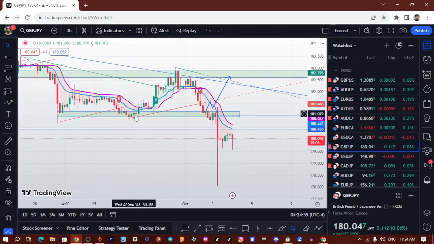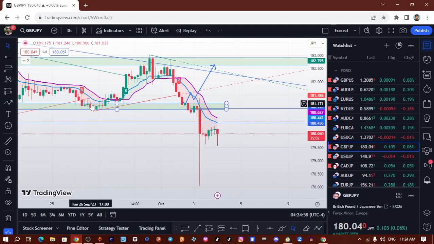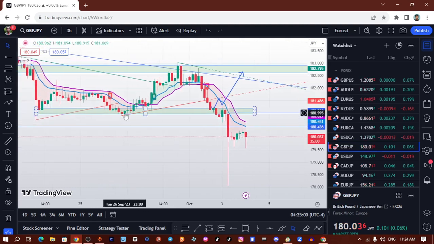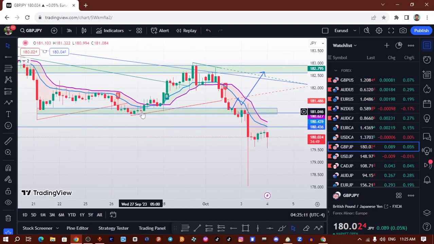Just like here. Let us see this one. We are not entering here. This is not a displacement. This is anemic. This is a doji. This is indecision. Right here, no. Still no.